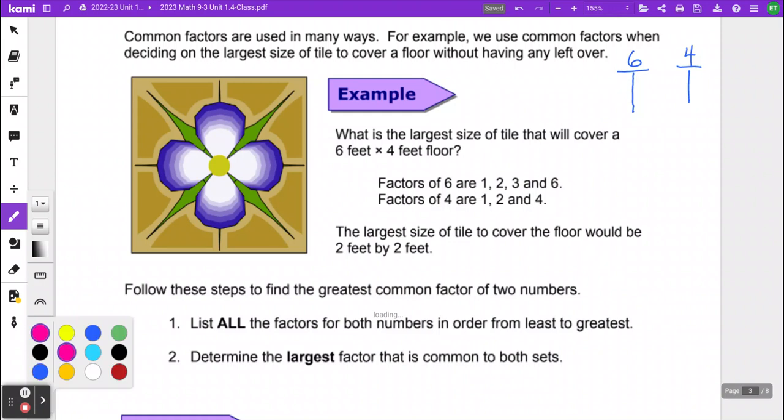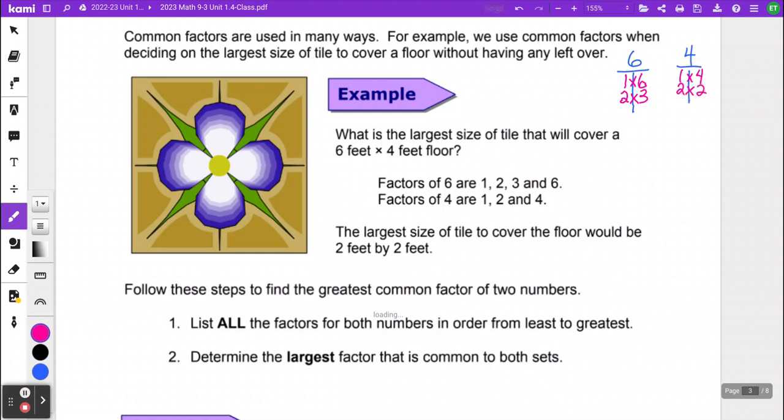Uno, 1. So 1 times 6, what's our next number? 2. I divide by 2 and I get a 3, I'm done. So I know those are my factors of 6. Now I do the same thing to the number 4. I divide it by 1 and I get a 4. The next number after a 1 is 2. I divide by 2 and it works, I get a 2.